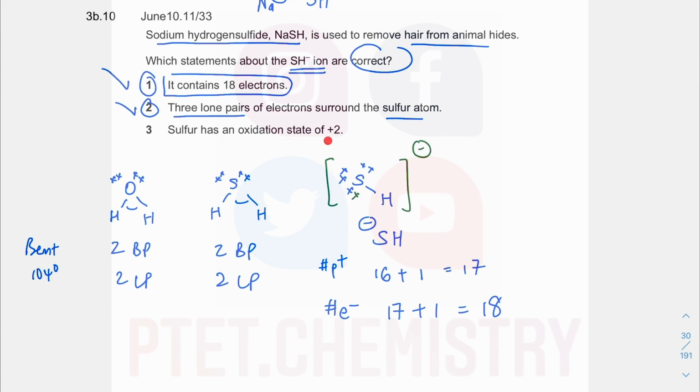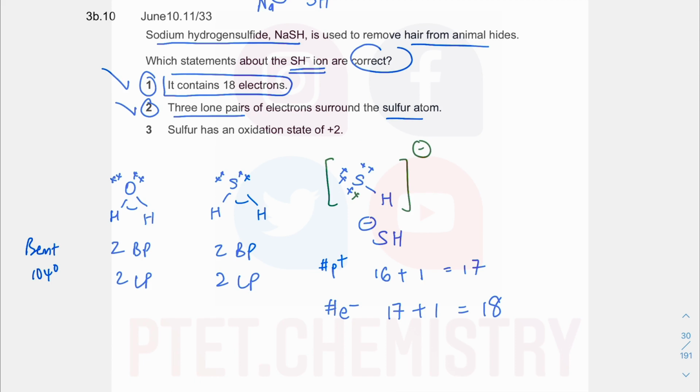Sulfur has an oxidation state of +2. So you do more on oxidation state when you reach topic 6 in my classification. So that's to do with redox changes. But some schools or some levels, before you reach N levels, will have done oxidation state before.